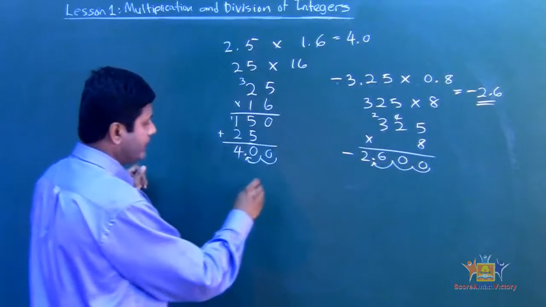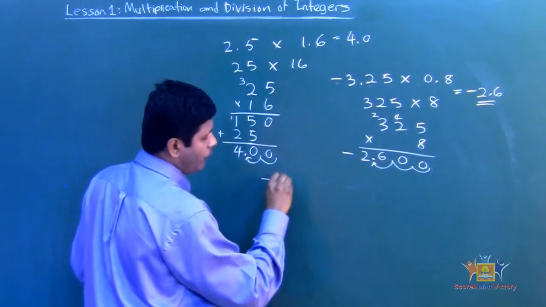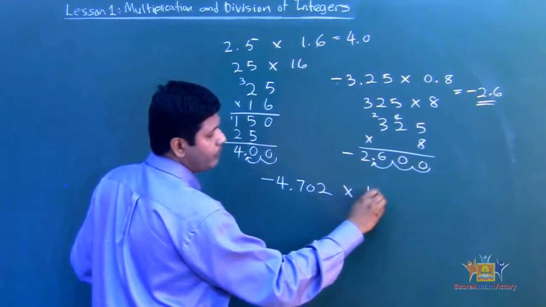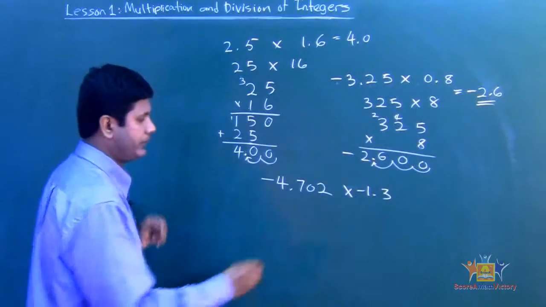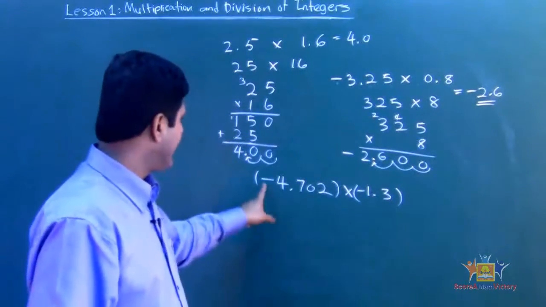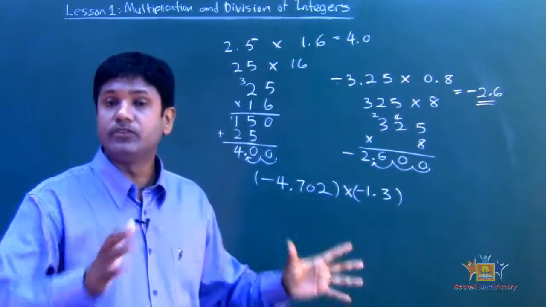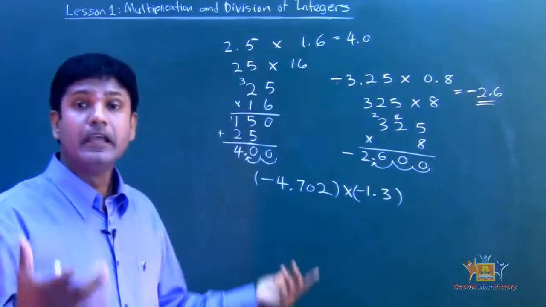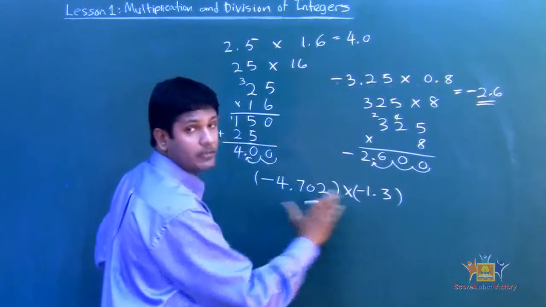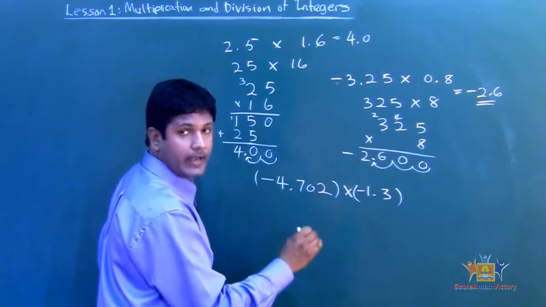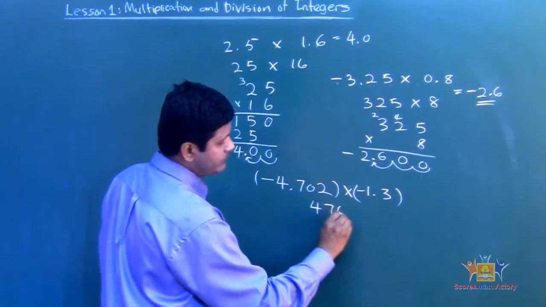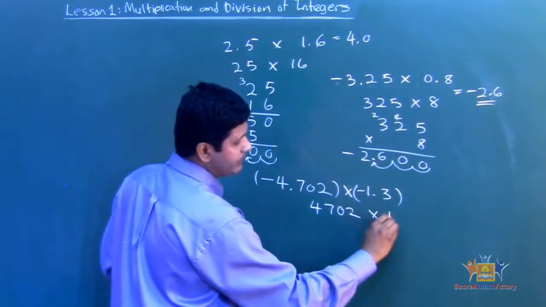Okay, let's say if I give you negative 4.702 times negative 1.3. All right? And we're going to multiply that. So first thing, negative times negative is what? Positive. So you know the final answer is going to be positive. Okay? What method are we going to use when you have a true decimal multiplying? Forget now, remember later. Okay, so we're going to take the decimal out. So we're going to have 4702 and we're going to multiply that with 13.